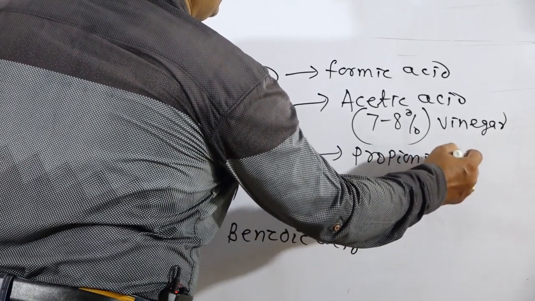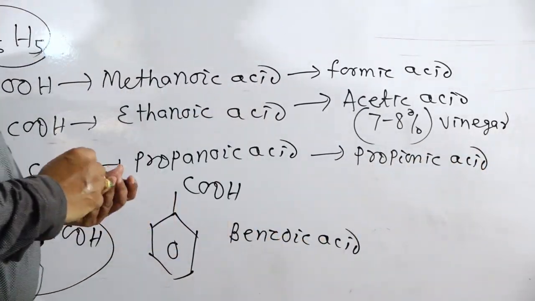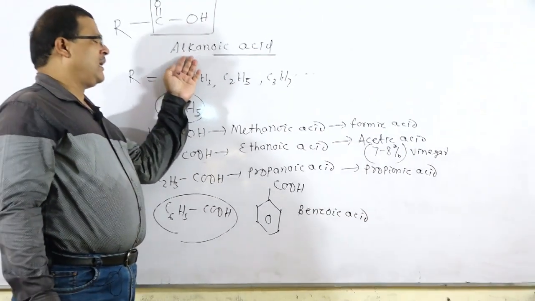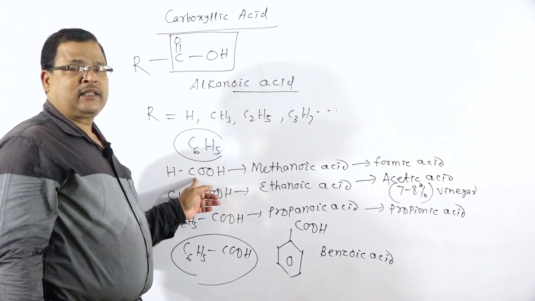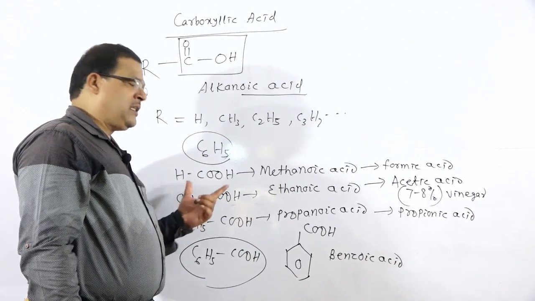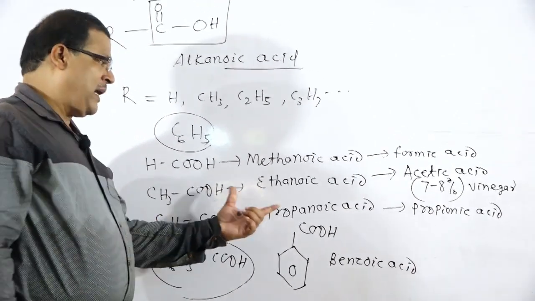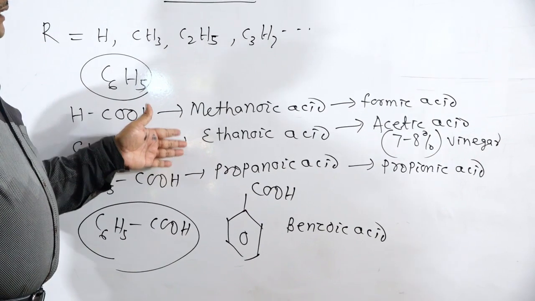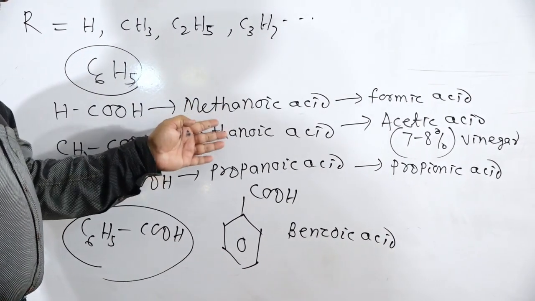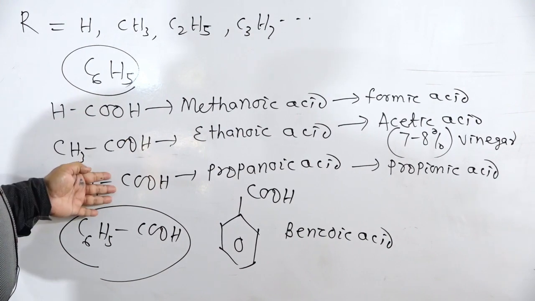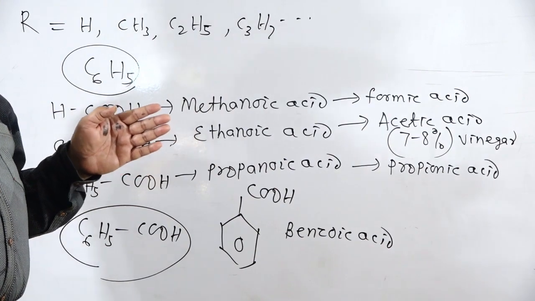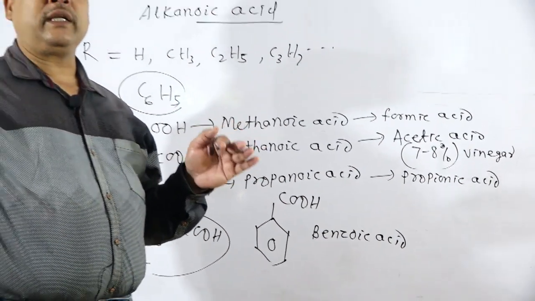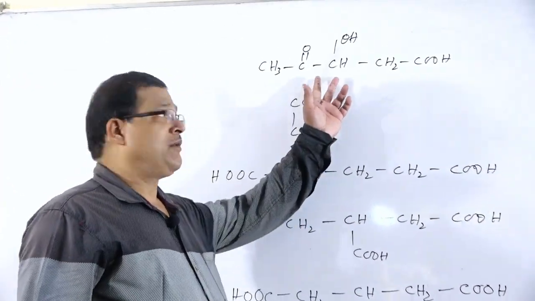So this is regarding the IUPAC names of alkanoic acids: one carbon atom, methanoic acid; two carbon atoms, ethanoic acid; three carbon atoms, propanoic acid. These are the common names and IUPAC names of these simple compounds. Next we'll go for the IUPAC naming of compounds containing one, two or three COOH groups.